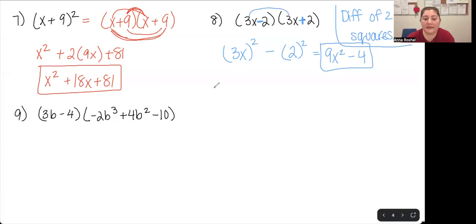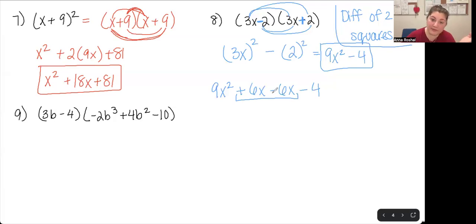However, if we do 3x times 3x, we get 9x squared. 3x times 2, we get plus 6x. Negative 2 times 3x is negative 6x. And negative 2 times positive 2 is negative 4. You'll notice that these two are exactly the same terms, except one is plus and one is minus, so we can get rid of them, making our answer 9x squared minus 4. So exactly where I started off originally.